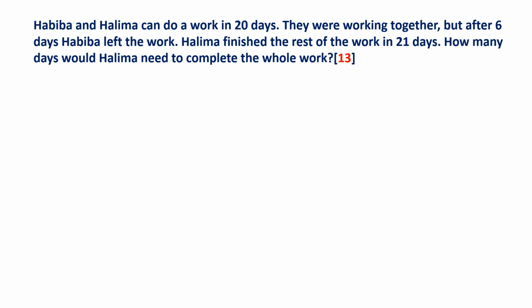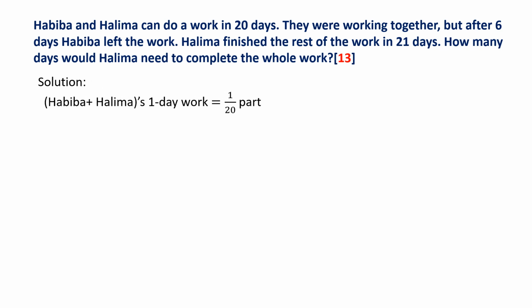So Habiba and Halima can do a work in 20 days. They were working together, but after 6 days Habiba left the work. Halima finished the rest of the work in 21 days. For how many days would Halima need to complete the whole work? The question is asking us to find the capability of Halima. So let us see this.